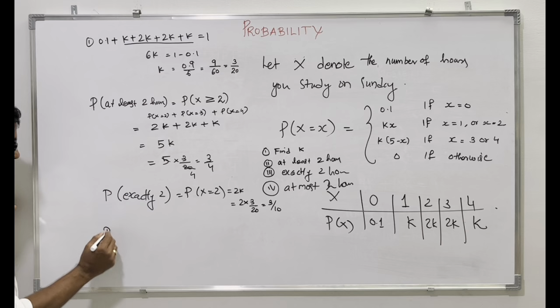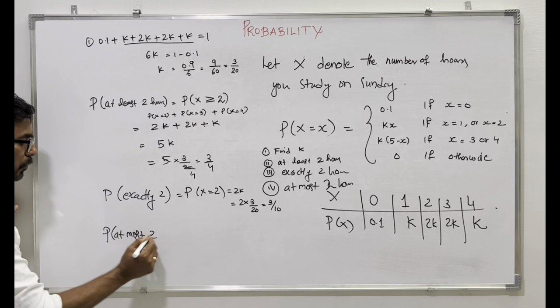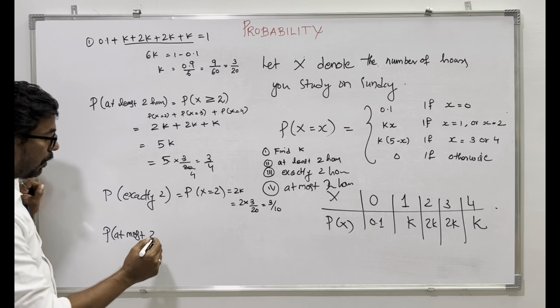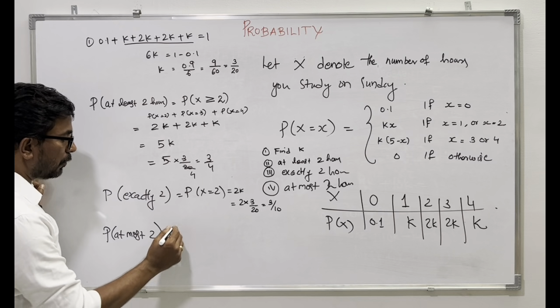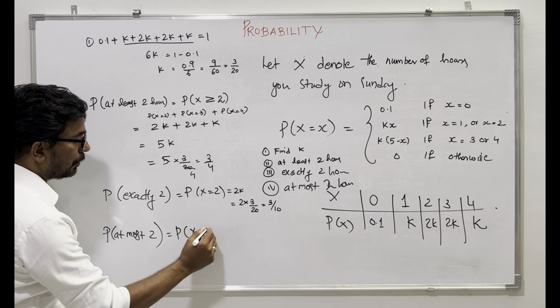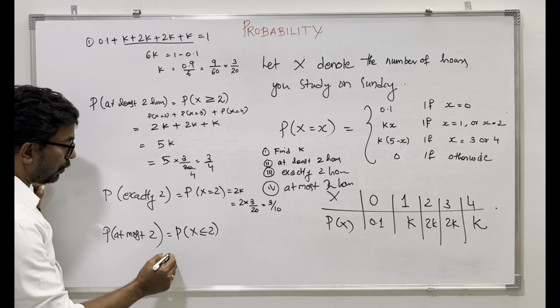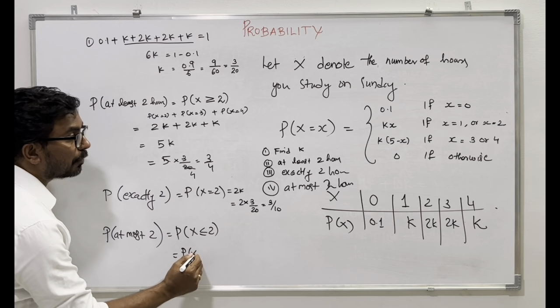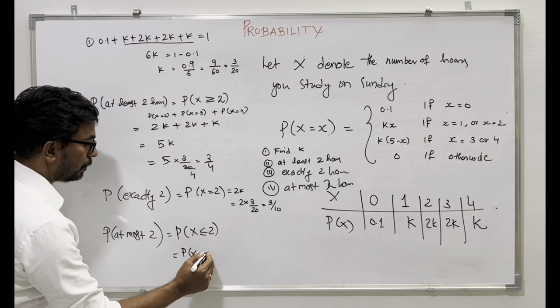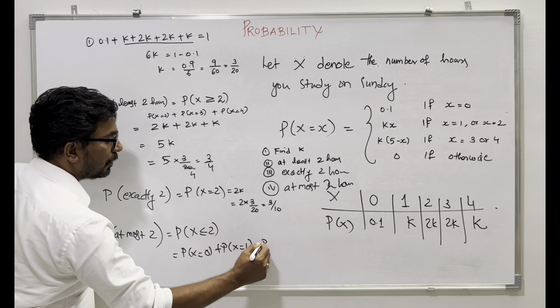Now probability of at most 2. At most 2 hours he studies. At most 2 means probability of x less than or equal to 2. That is probability of x equal to 0 plus probability of x equal to 1 plus probability of x equal to 2.